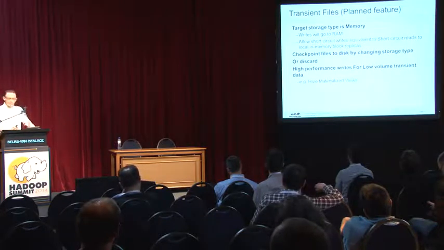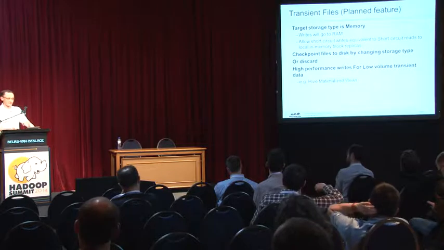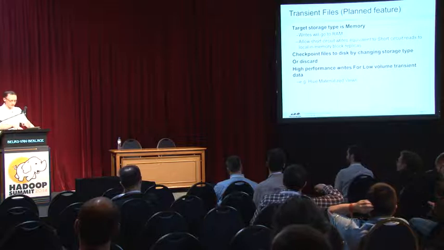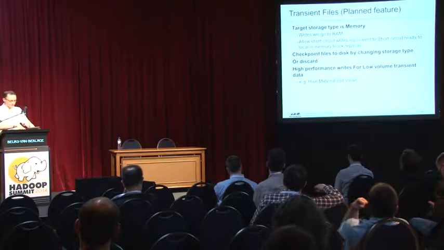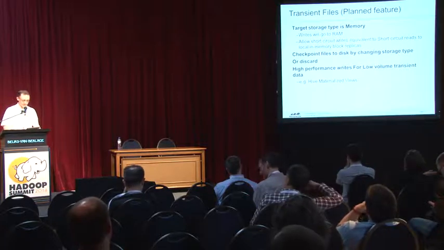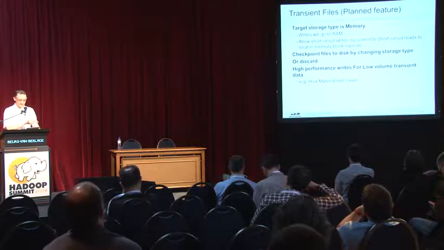Earlier, I mentioned RAM as a potential storage type, and this is a feature that is in progress. To expand on this a little bit, we're planning on supporting transient files built on top of heterogeneous storage with RAM as the backing storage type. File writes will go directly to RAM.